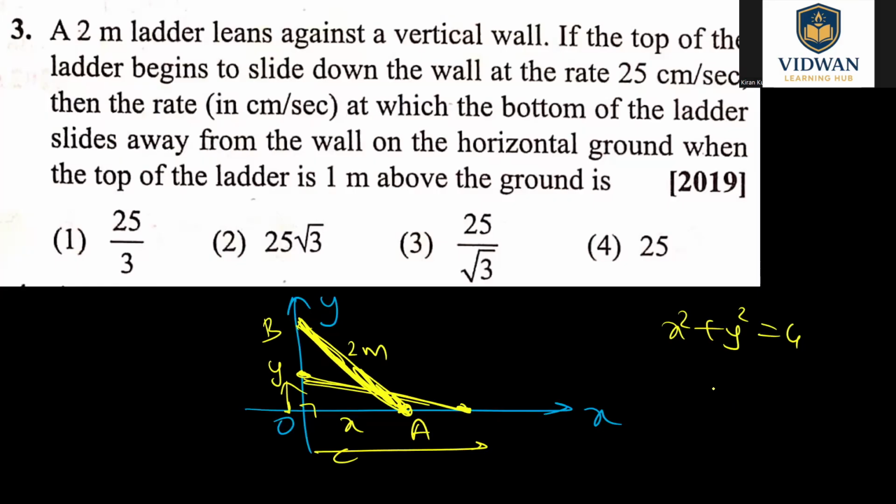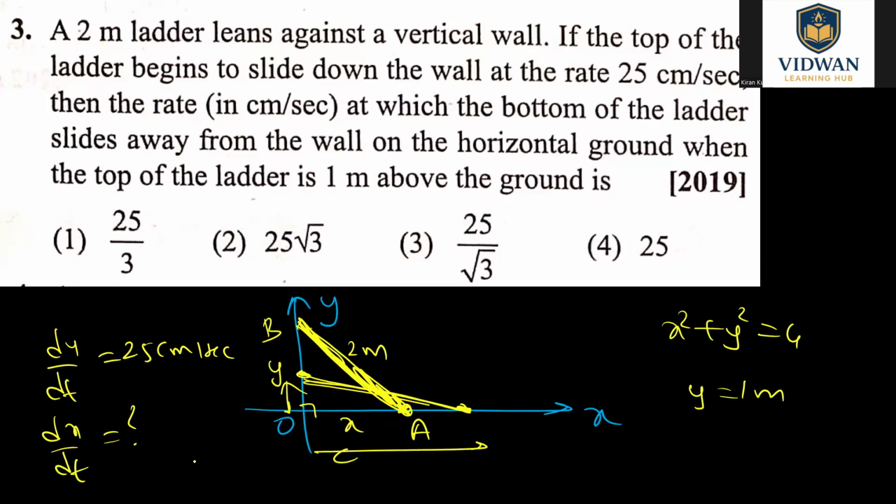Now, what they are saying is the rate at which it is sliding down, so that is dy/dt is 25 cm per second. They are asking us to find the rate at which the ladder moves away. So this dx/dt is what you are supposed to find out. And you have to find this when the top of the ladder is a distance of 1 meter above the ground, when y is 1 meter. So when y is 1 meter, you have to find dx/dt.